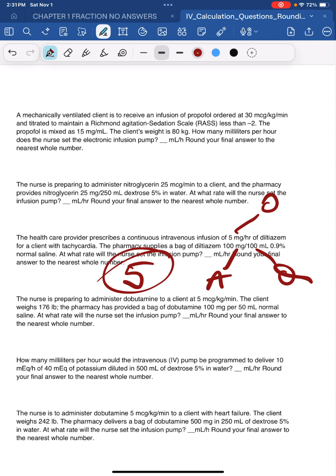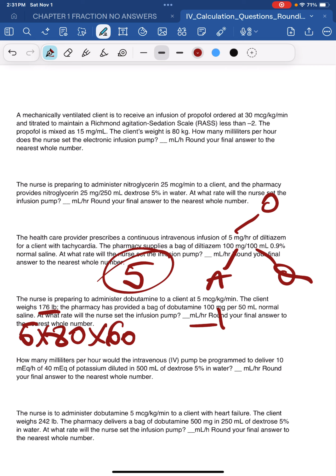Next one, what are we looking? Milliliter per hour. Same concept like the one we did on the previous question. You have the weight, 176 pounds. The only thing you gotta do, get 176 divided by 2.2. You got 80. So now you're gonna get 5 times 80, the weight, and then multiply by 60. Why? Because it's per minute. We try to get that per hour.